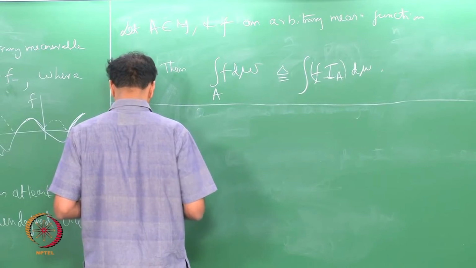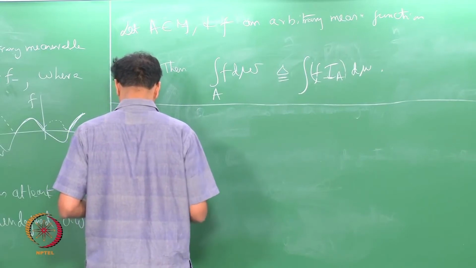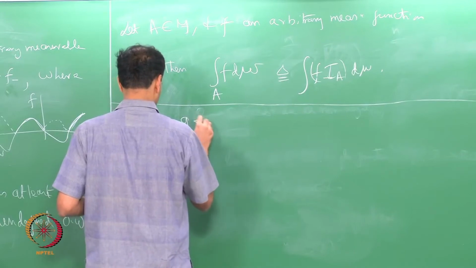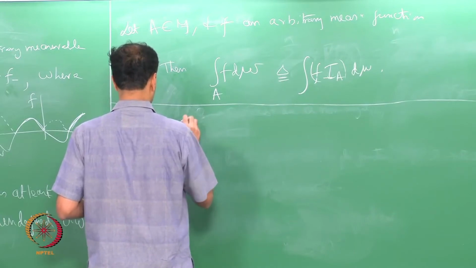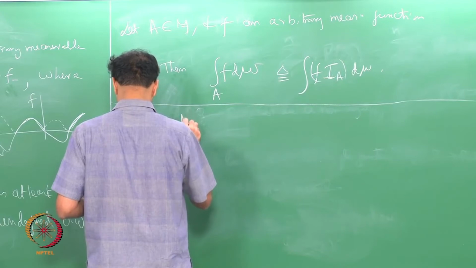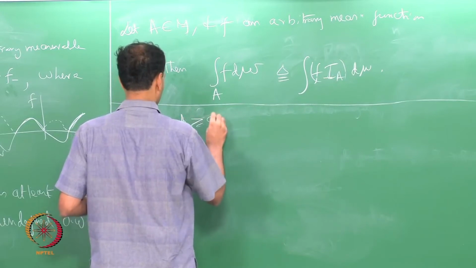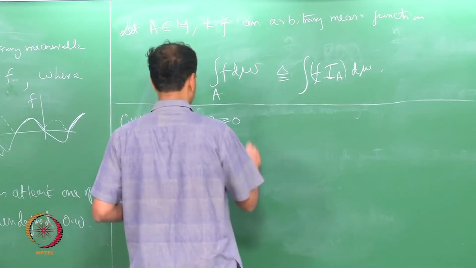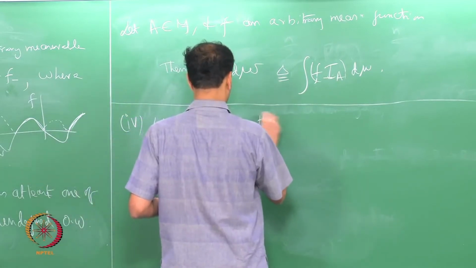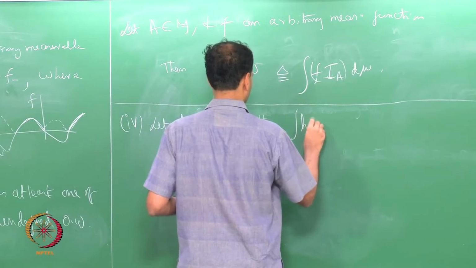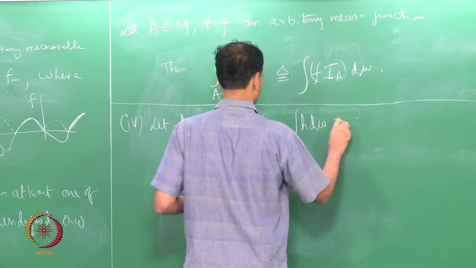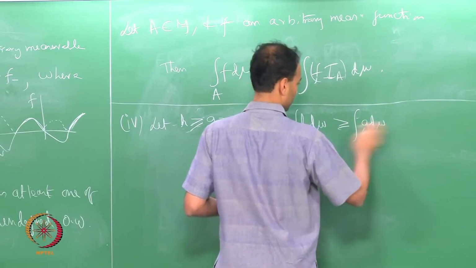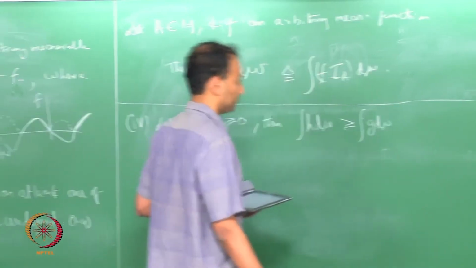Let G, let me write, let H be greater than or equal to G, greater than or equal to 0. Then the integral of H d mu is greater than or equal to the integral of G d mu, which is itself greater than or equal to 0.